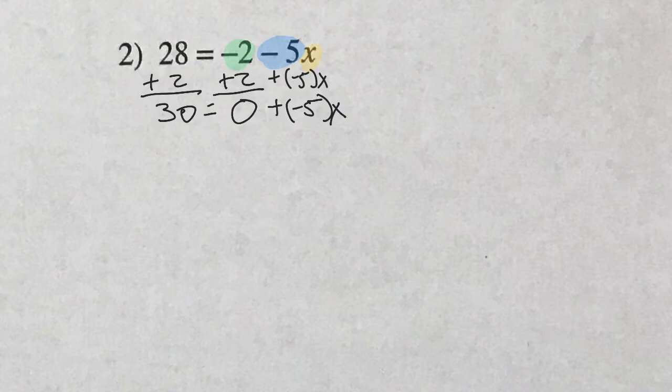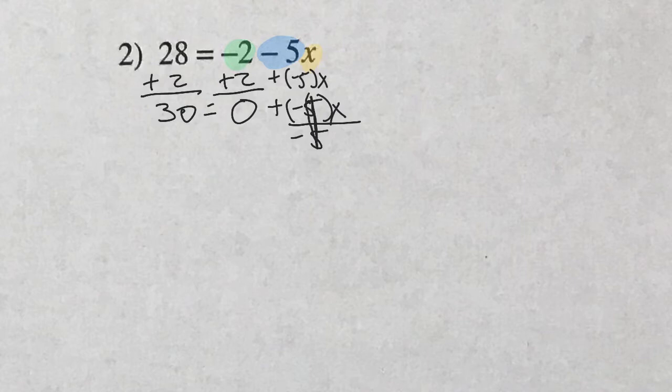Well, what can I do to negative 5x to get the x by itself? Well, I'm going to use the inverse operation. So if I'm multiplying, which I am, negative 5 times x, I can divide. And what am I dividing? I'm dividing the coefficient. That's in blue. So the negative 5. So if I divide by negative 5, what happens?